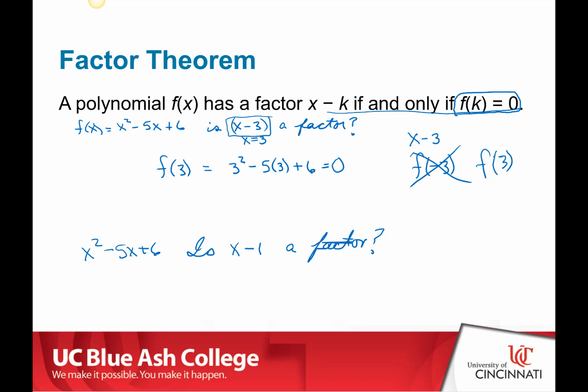Well, what would k equal? 1. So let's try it. We've got 1 squared minus 5 times 1 plus 6. 1 minus 5 is a negative 4, isn't it? So this is going to give us a negative 4. Negative 4 plus 6 is 2. Is it a factor? Nope. It's just that simple. Nope, it didn't work. Nobody hates you or anything like that.